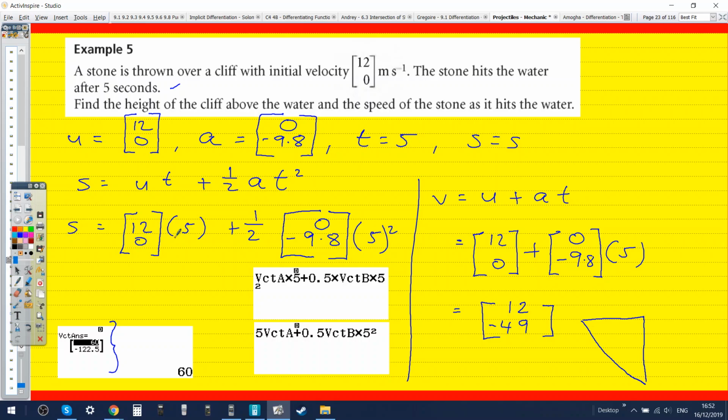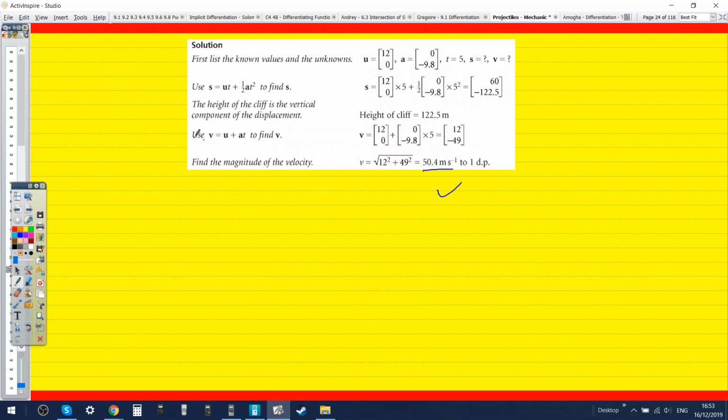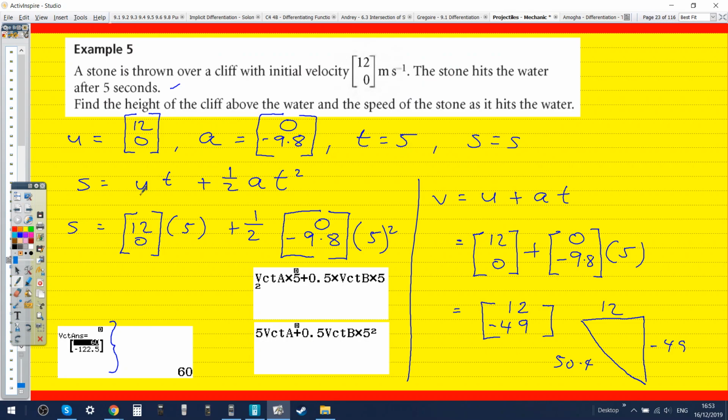Is it 50.4? 50.4. And that's the Pythagoras of 12 and minus 49? Yeah. So that's 50.4. There we go. And yeah, so this first one, you know the way we got 60, minus 122.5? Yeah. What that tells you is that when it falls into the water, it falls 60 across. So there's a distance of 60 meters from where it was thrown from the cliff.